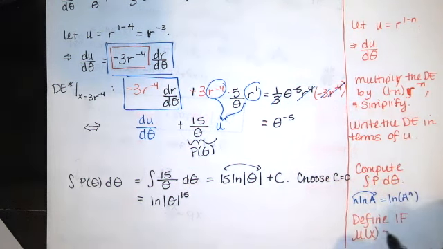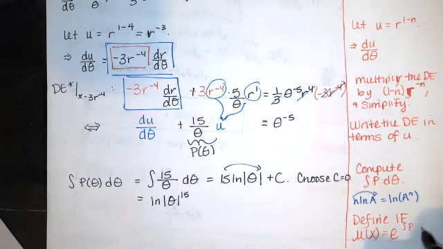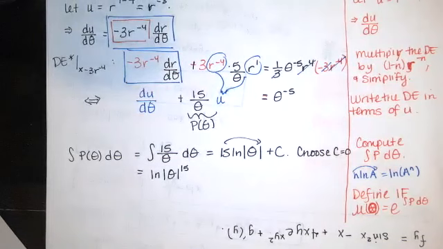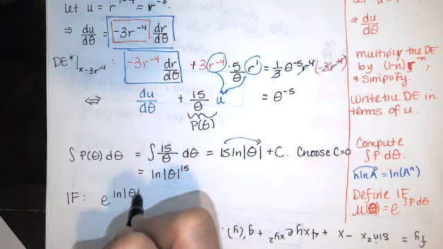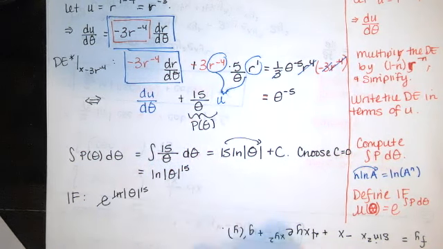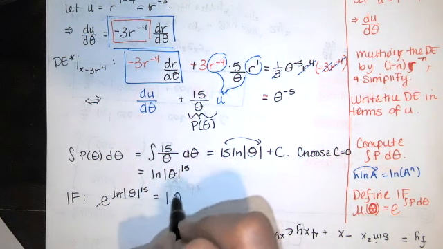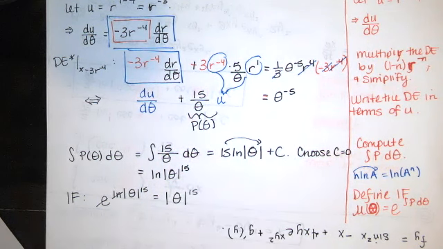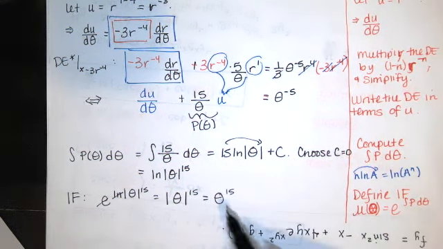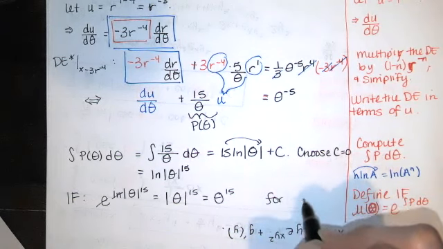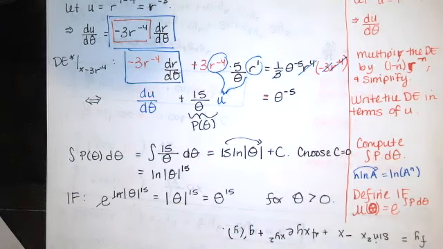You can use mu if you want to, you don't have to. And I made the mistake of writing it as a function of x. It should be a function of theta. There we go. So our integrating factor is e to this power. The exponential and logarithmic functions undo each other, so we get this, as long as theta is non-zero. So let's just assume that theta is positive, and then we'll have theta to the 15th. If theta was negative, we'd have -1 times theta to the 15th, and that would be fine.